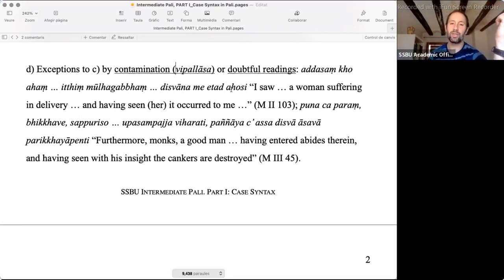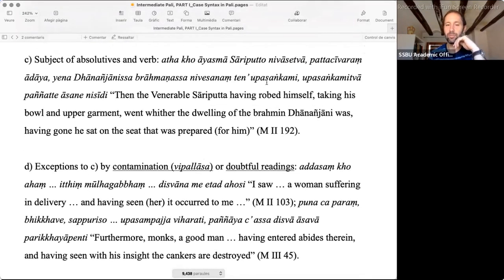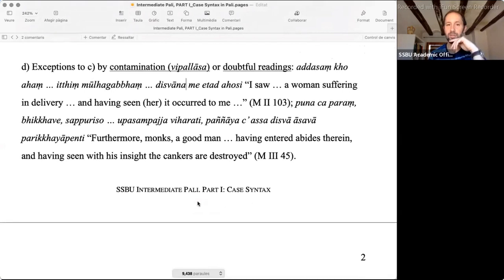In practice, when we read that, the meaning is clear. Of course, it's me. I saw the woman, and having seen that woman, it occurred to me. This was to me. But you can see that the rule that the subject of the main verb will be the same as the previous absolutive doesn't apply here. Yeah, it's an exception.